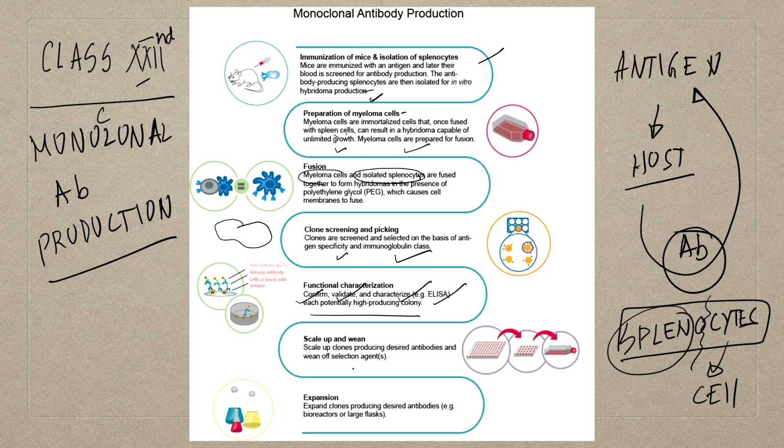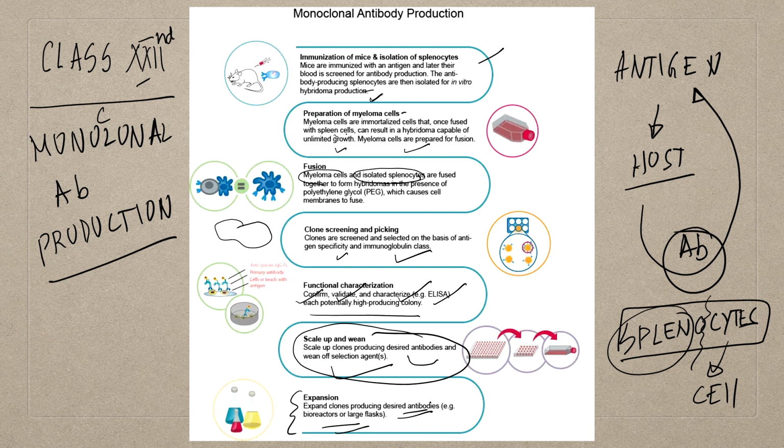Scale up and wean: scale up clones producing desired antibodies and wean off the selection agent. Okay. You are slowly narrowing down, scaling it up and weaning out the unnecessary ones. Finally, the expansion: expand clones producing desired antibodies in bioreactors or large flasks.